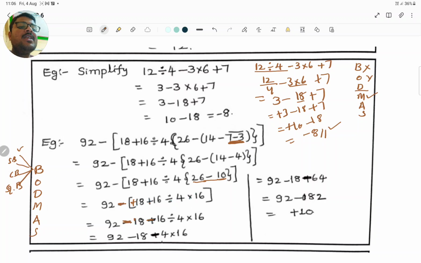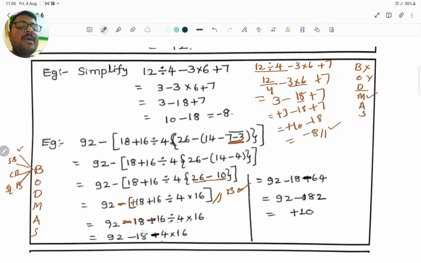Divided into common, there is no change. When we multiply minus into plus, you will get minus. Now in this step I want to close the square bracket. Here minus 18 minus 16 divided by 4 into 16, up to here the brackets are over.